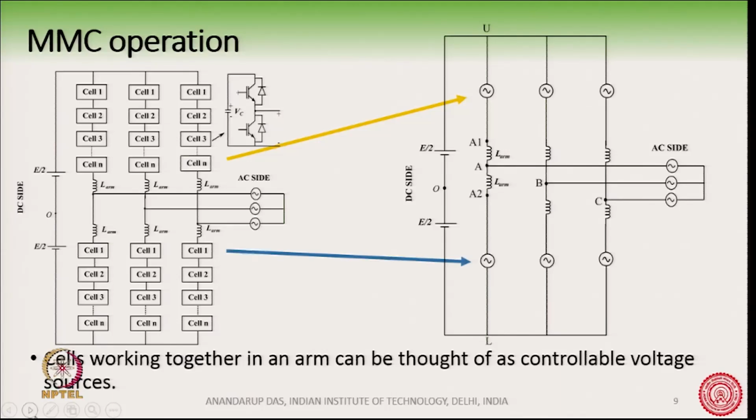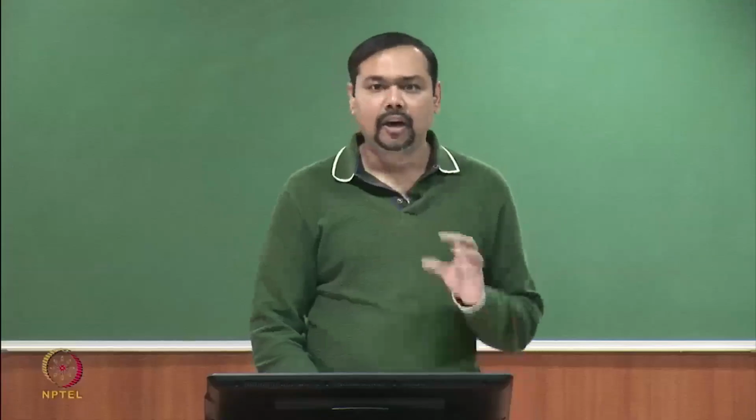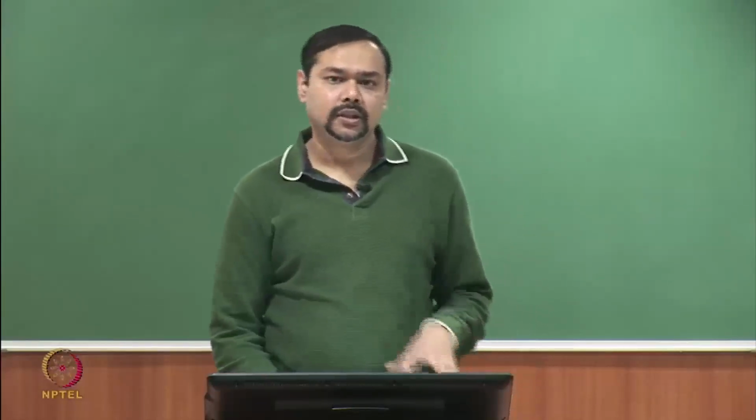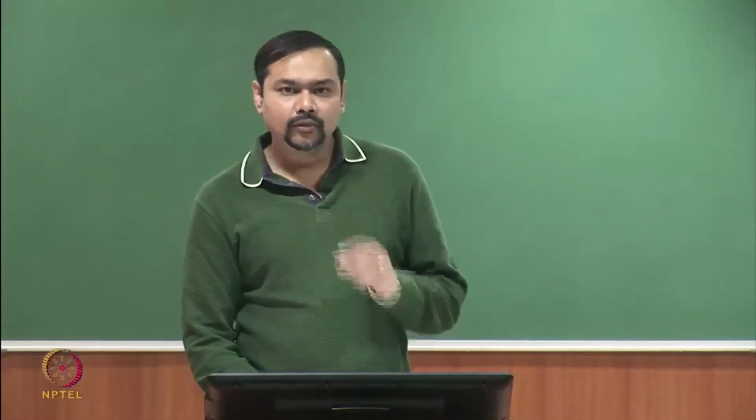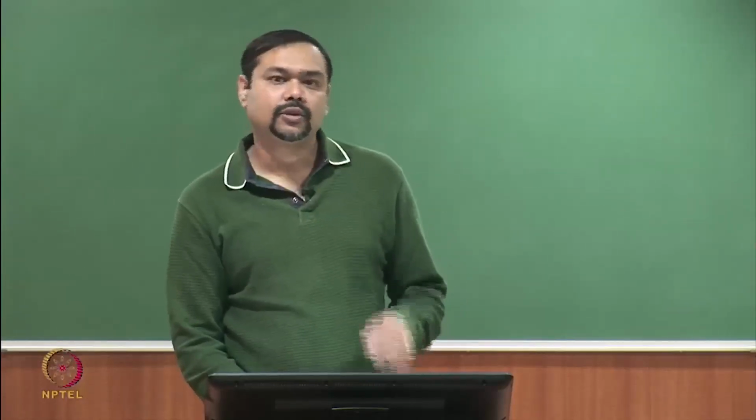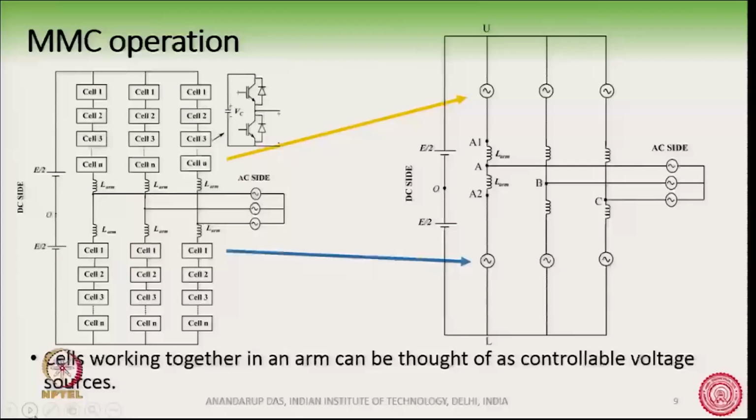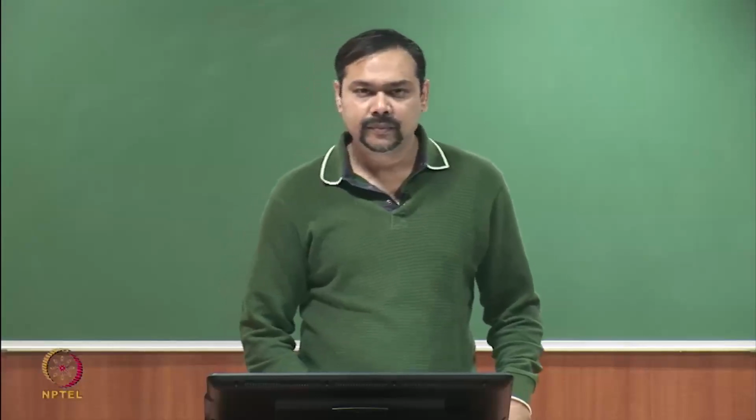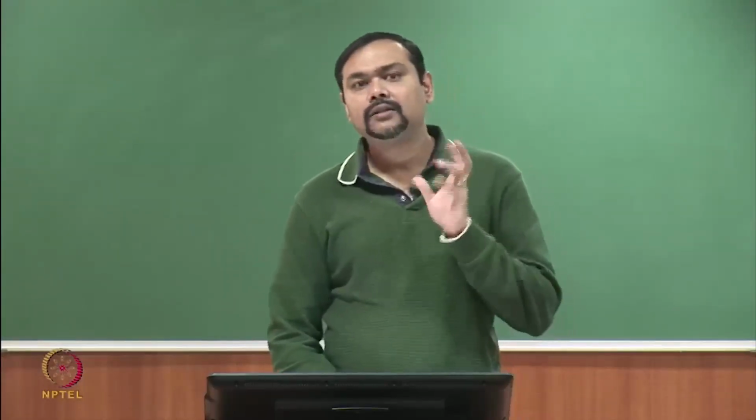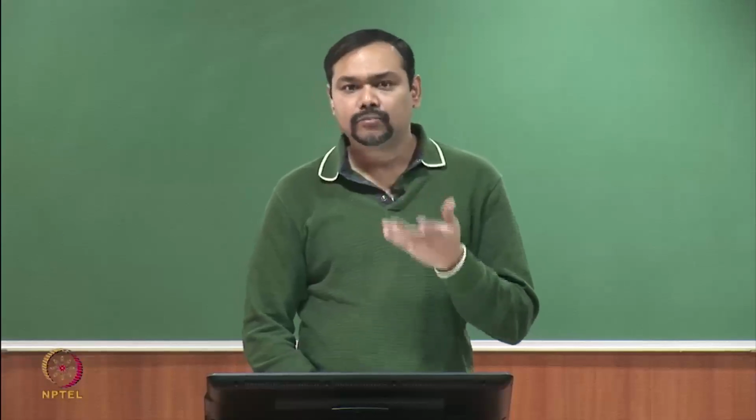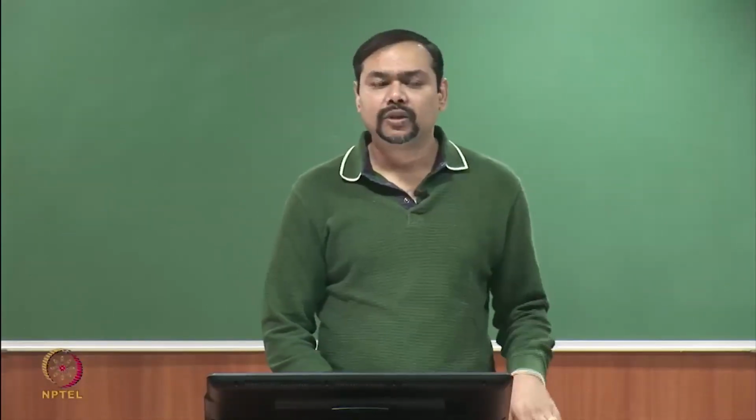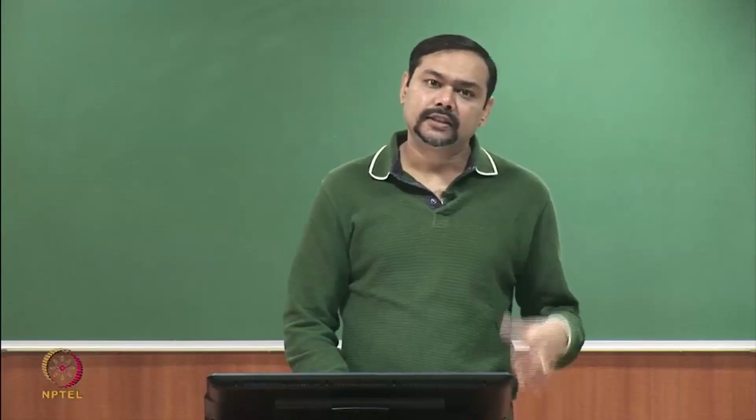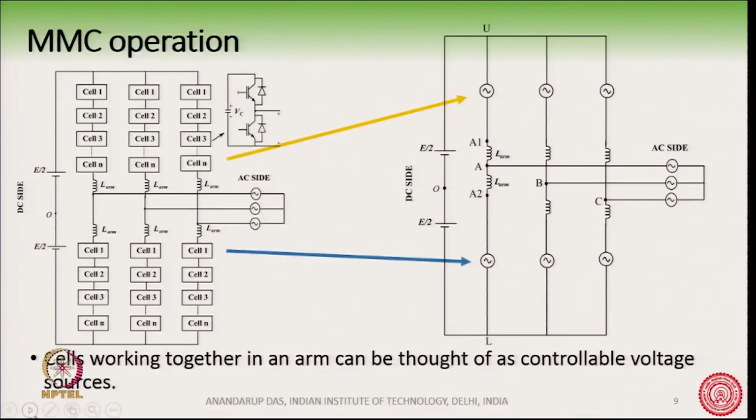The operation is dependent on how we tweak this controllable voltage source. This controllable voltage source is made up of transistors inside the cells and having a capacitor as the DC bus. So, how well we change, modify, alter these controllable voltage sources, that is how the operation of the converter can be controlled.